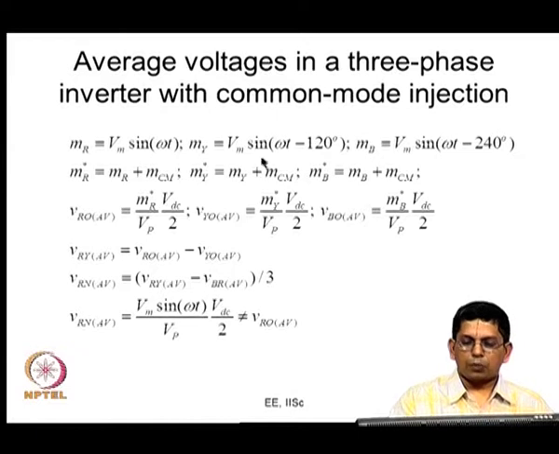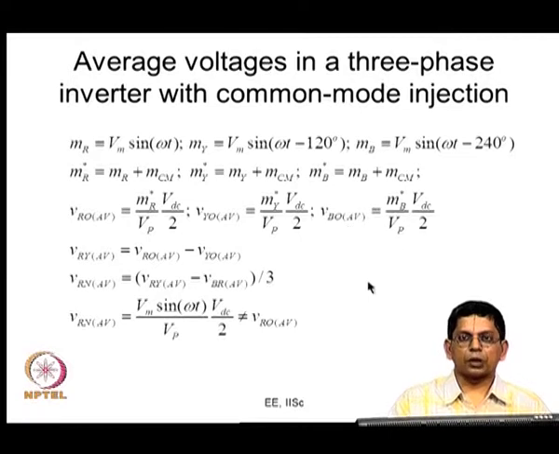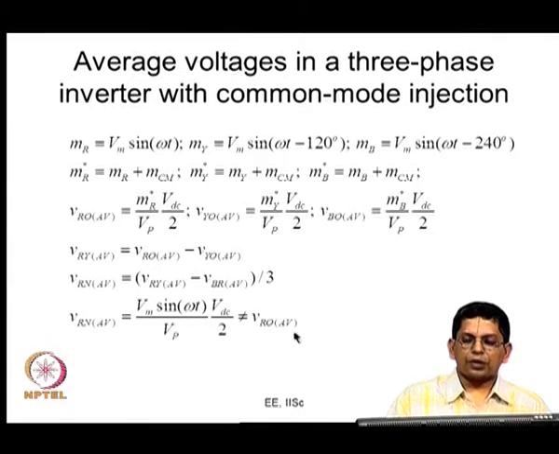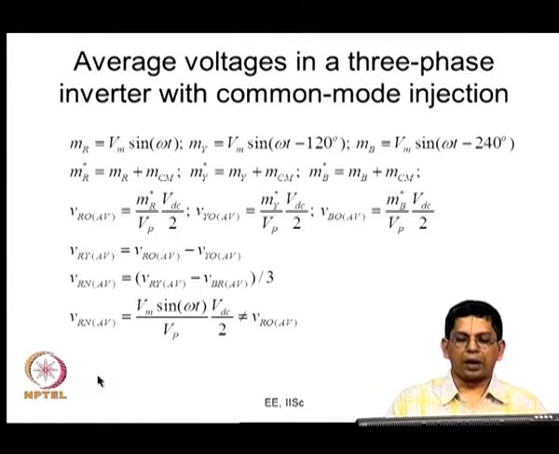So, it is MR, MY and MB are sinusoids, the common mode is added. So, that becomes MR star, MY star and MB star. And now VRO average is MR star into VDC by Vp, it goes on like this now. So, as I have mentioned before, here VRN average is not equal to VRO average, because VRO average would have fundamental plus the common modes. Here this will have only the fundamental component, the triplet frequencies will go away. During linear modulation, all this will be alright, you will get MR star.